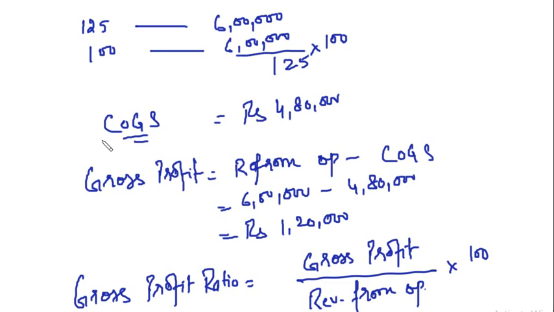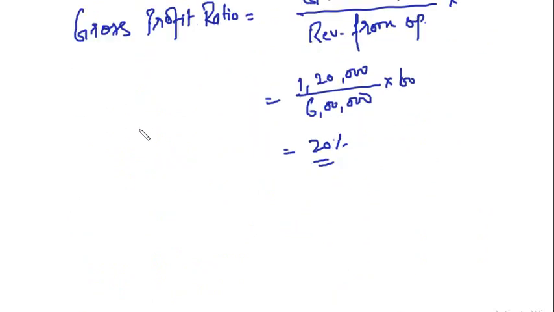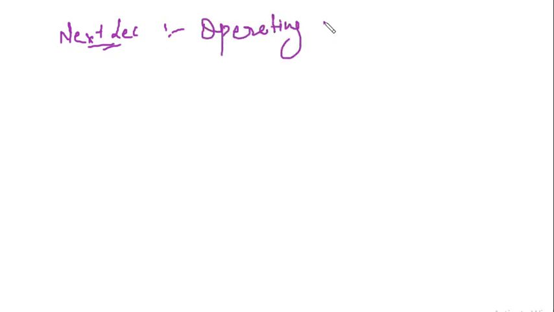So this is all about the gross profit ratio. Right? So in the next lecture, friends, we'll be doing the second ratio under the profitability ratios, that is operating ratio.